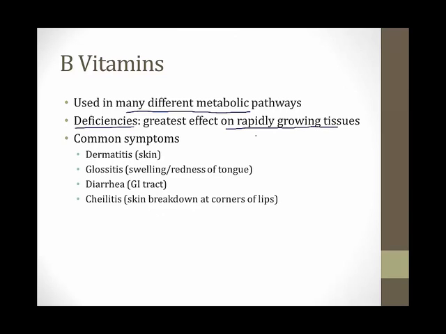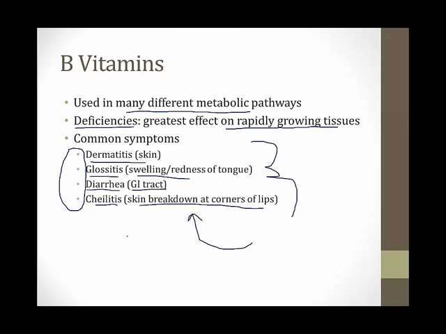So as we will see in this module, when patients are deficient in the B vitamins, they commonly develop symptoms like dermatitis, which is a rash on the skin, glossitis, which is swelling or redness of the tongue, diarrhea, which is abnormalities of the GI tract, and cheilitis, which is skin breakdown at the corners of the lips. For each vitamin, I'll talk about which of these symptoms is more common. Some of them are classic for one vitamin deficiency versus another, but in general, when you see symptoms like this described in a board question, you should know that they are probably talking about one of the B vitamins.